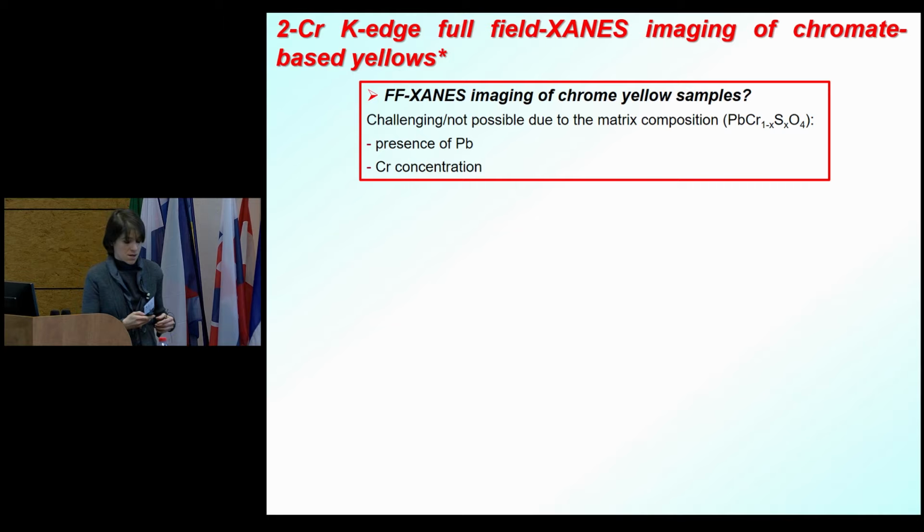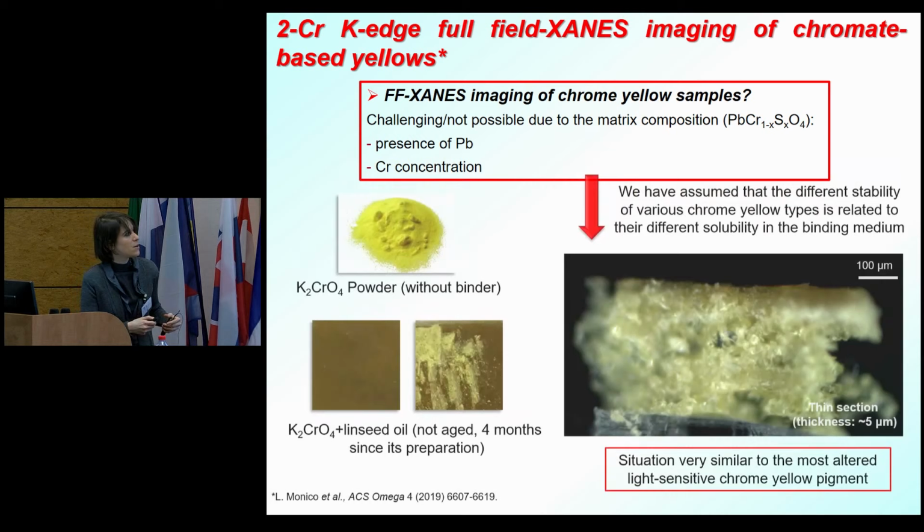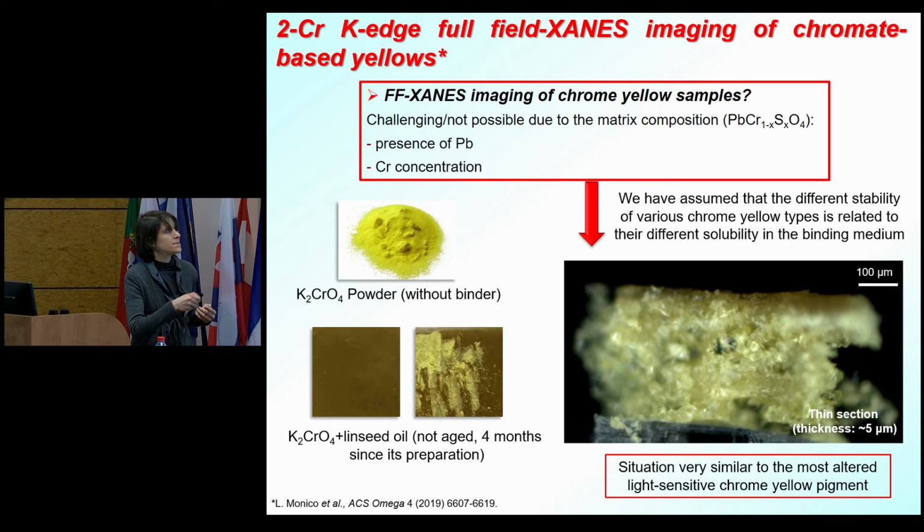However, what we have also done is to try to evaluate if it is possible to apply this kind of full-field XANES imaging to chromate-based pigments of other composition, where, for example, lead is not present. So we did some measurements on potassium chromate-based oil paints, which show a reactivity that is very similar to that of the most light-sensitive chrome yellow pigment, and show a distribution of the degradation layer and yellow paint very similar to the samples that we have seen before. Okay, we don't have lead, we have potassium, we have chromium.